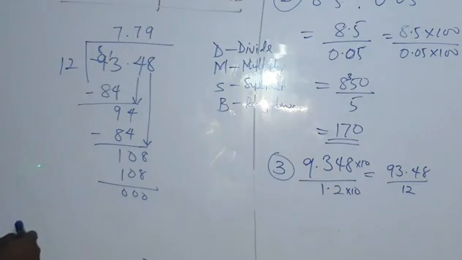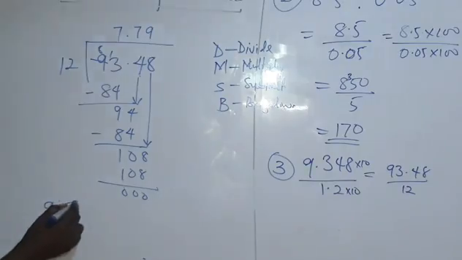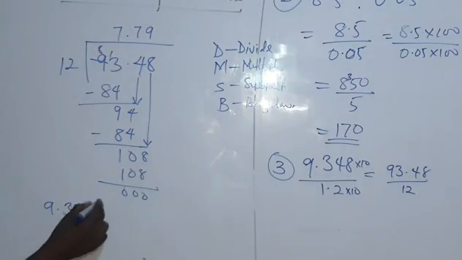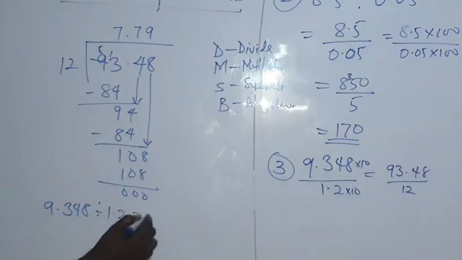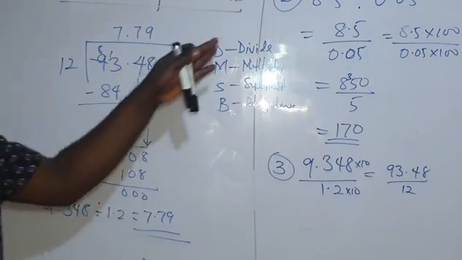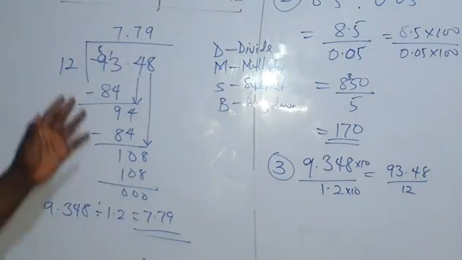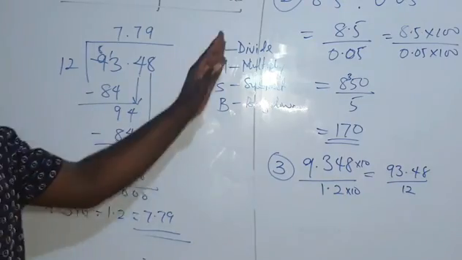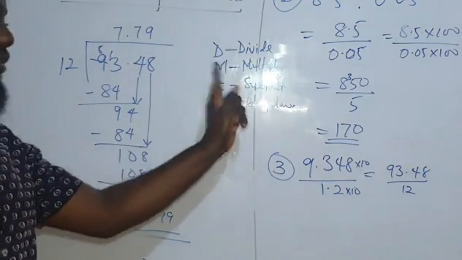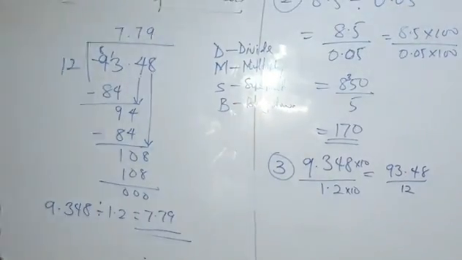So that means 9.348 divided by 1.2 equals 7.79. I believe this is very clear. So just master the process of the long division method. It's very straightforward, and it's the easiest. If you can master this: divide, multiply, subtract, bring down. Divide, multiply, subtract, bring down. It will be easier for you.